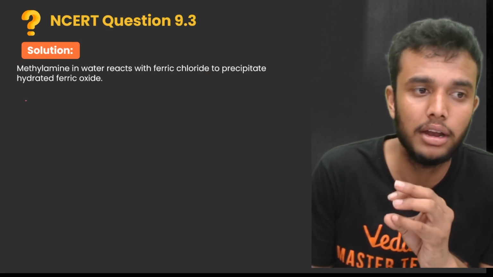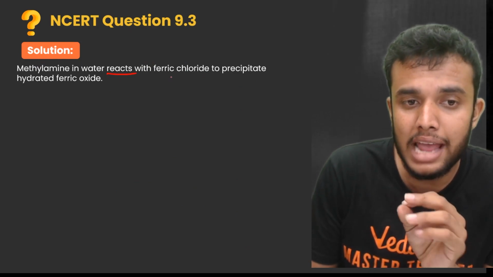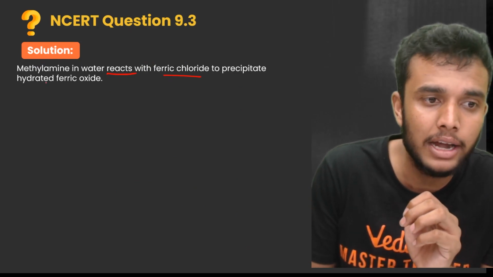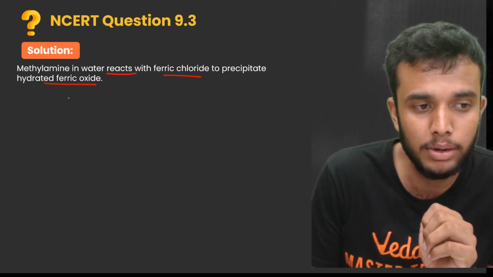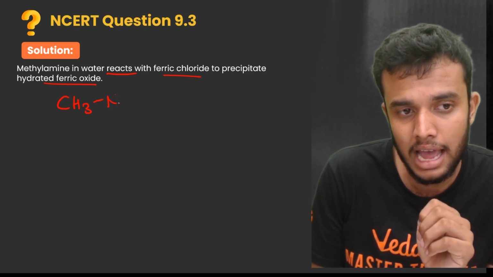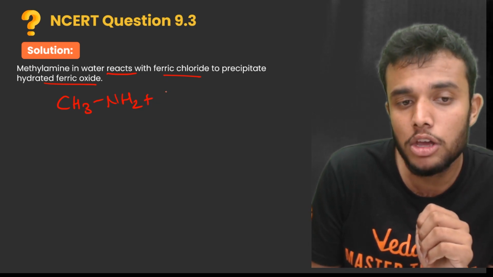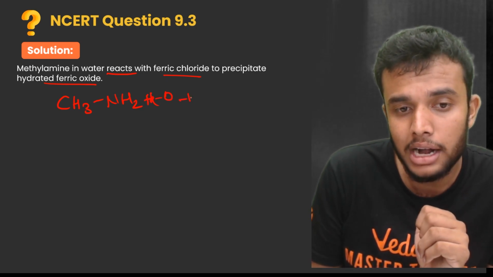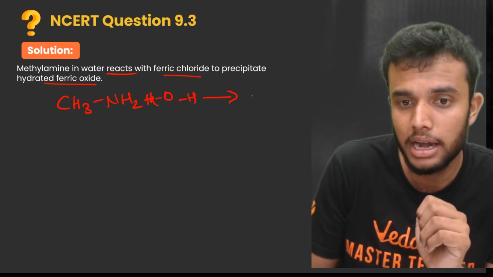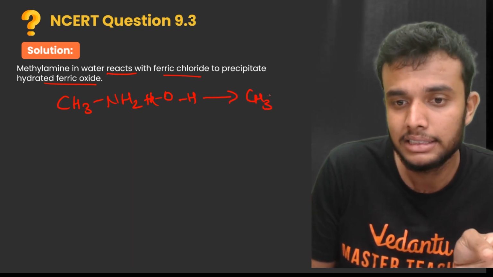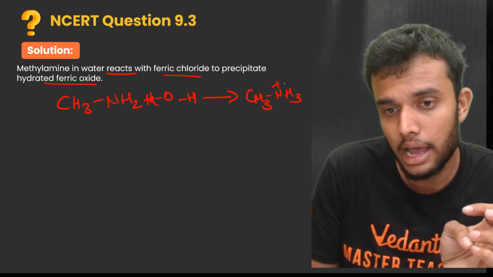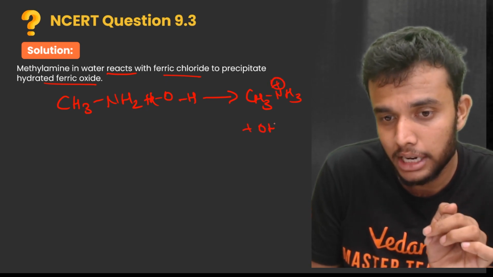It does not allow this hydrogen to form intermolecular bonding. Understood, students? Third one: methylamine in water reacts with ferric chloride to precipitate hydrated ferric oxide. What is the structure of methylamine? CH3NH2. In water, what happened? Methylamine forms an intermolecular bond with the water molecule, right? It yields CH3NH3 plus and also OH minus ion.